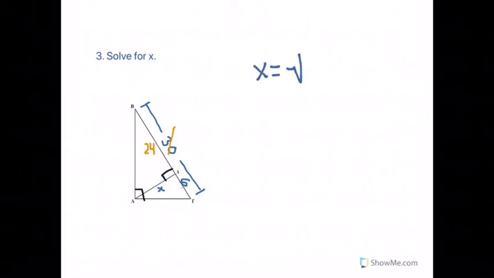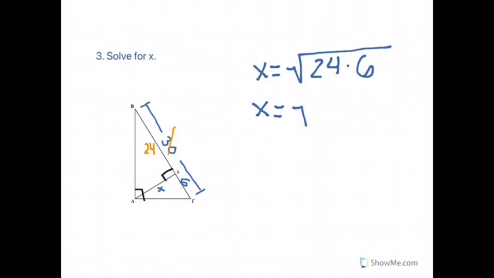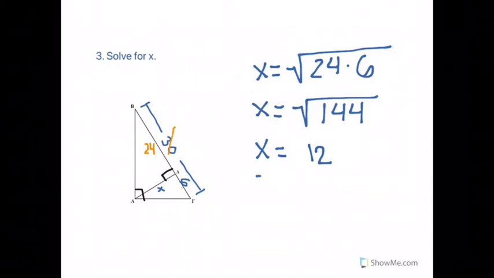x is the square root of the two segments of the hypotenuse multiplied together, 24 times 6. 24 times 6 is 144. That is a perfect square. Hopefully you know it, or you could put it in your calculator, the square root of 144 is 12. So x equals 12.